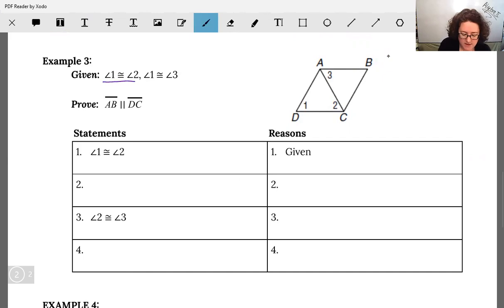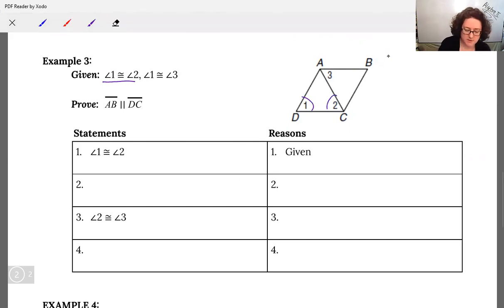We are given that angle 1 and angle 2 are congruent. So let's go ahead and mark those on the diagram. We are also told, I'm going to put this in a different color, that angle 1 and angle 3 are congruent. So let's mark those as well. Those are in my red. Okay, so if that's what I was given in the problem, then that's what I should probably start with. So the first step says angle 1 is congruent to angle 2, that was given. Okay, excellent. We have a second piece that's given, so let's write that in. Angle 1 is also congruent to angle 3, and that was just given to us.